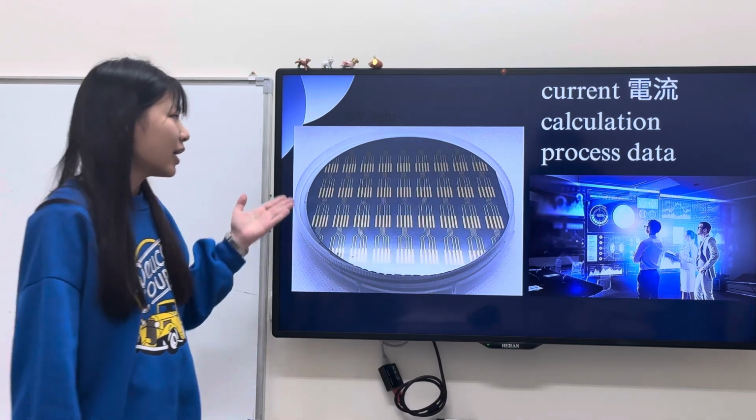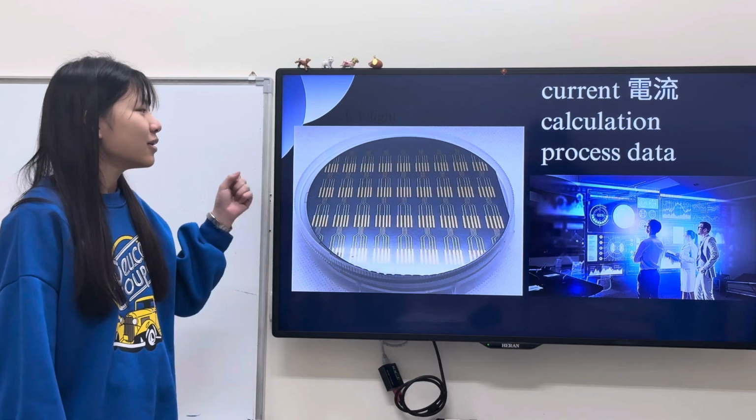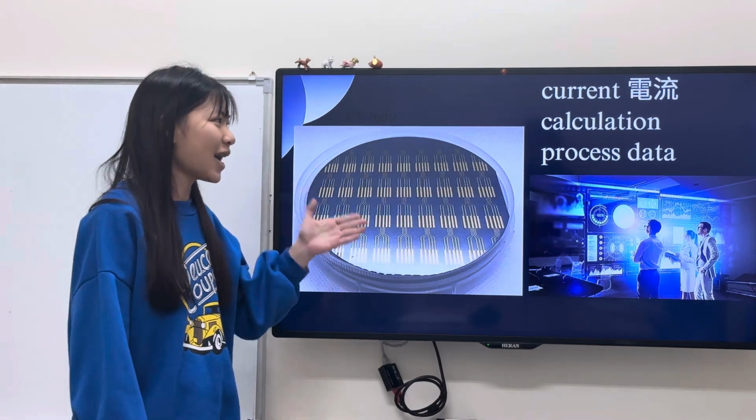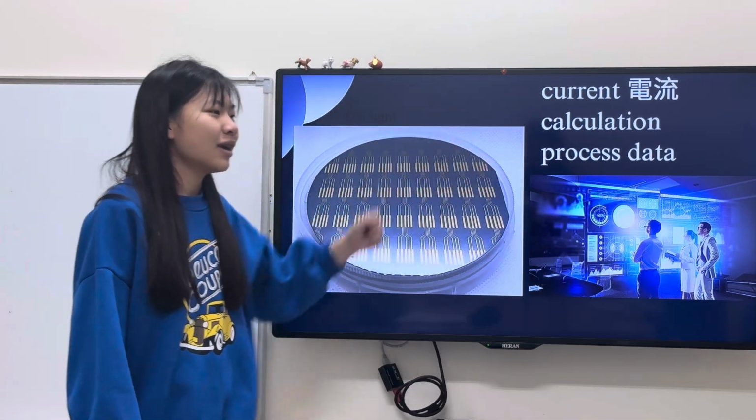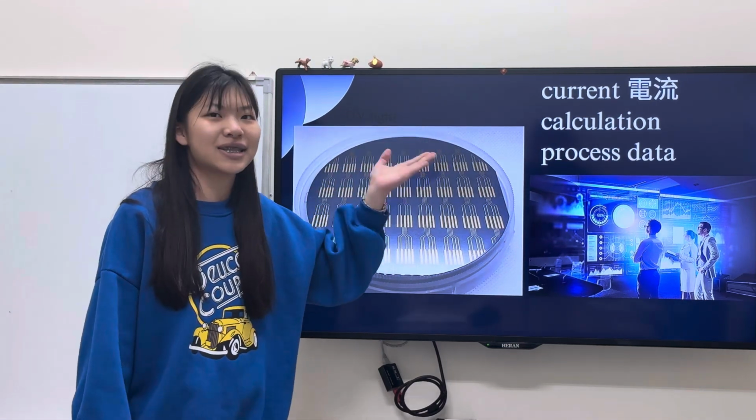And by removing all the unwanted part, there are tiny paths for current to flow. And this can make the chip perform calculation and process data.